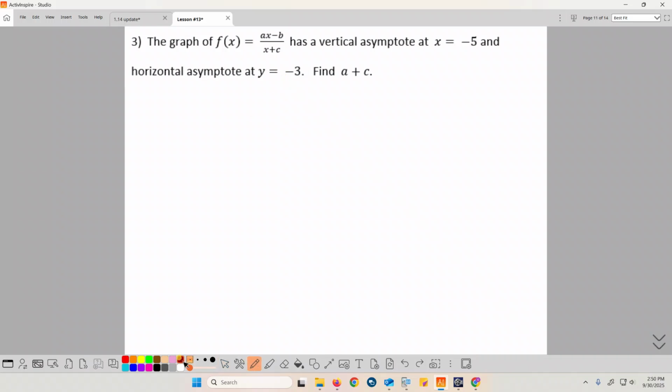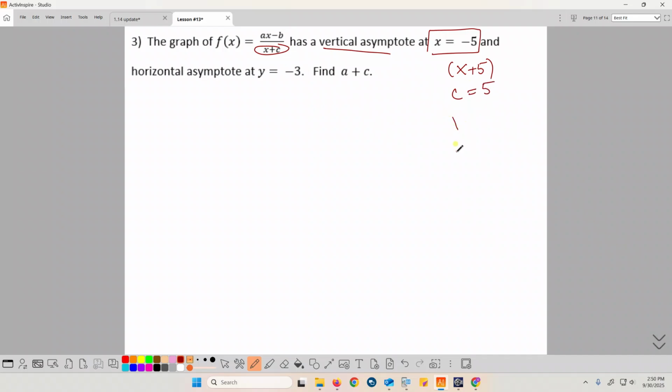Okay, so in rational functions, if you recall, when you have a vertical asymptote, it's because you had a factor that was left on the bottom. So if we have x equals -5 as a vertical asymptote, that means the factor that comes from that is x plus 5. That means x plus 5 is sitting down there on the bottom, which means that c has to equal 5.